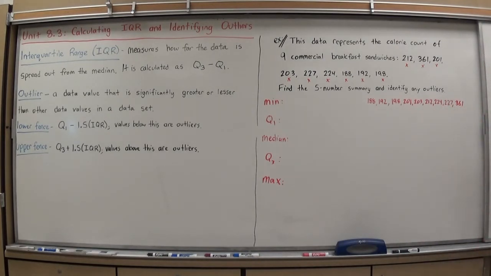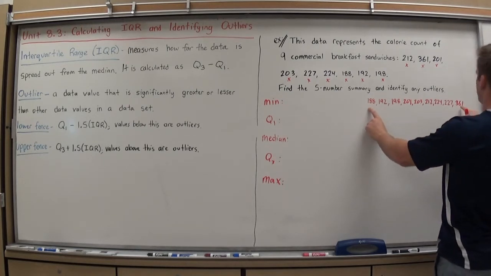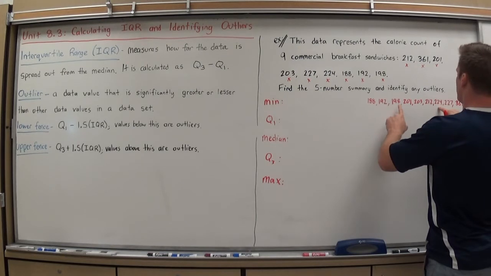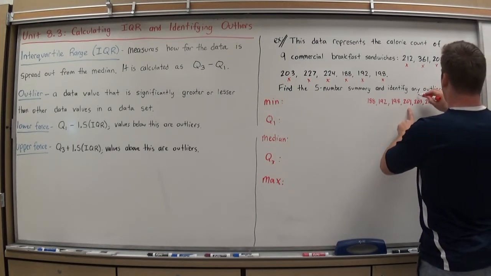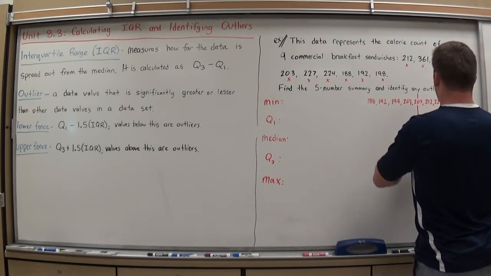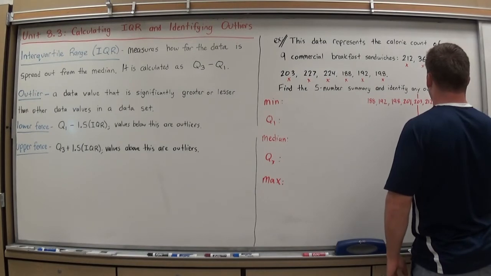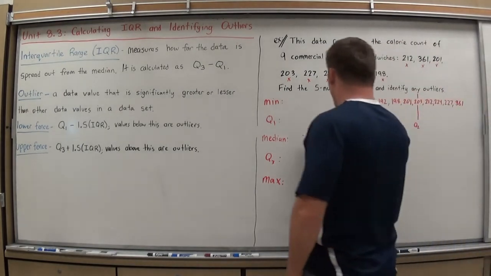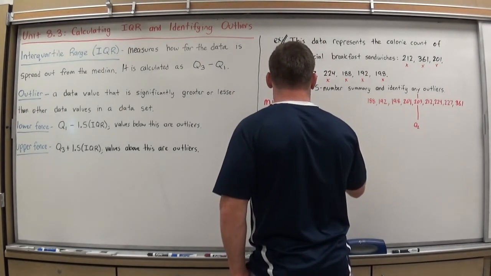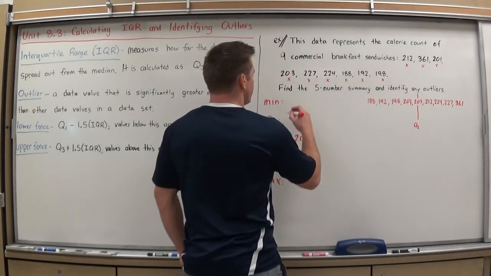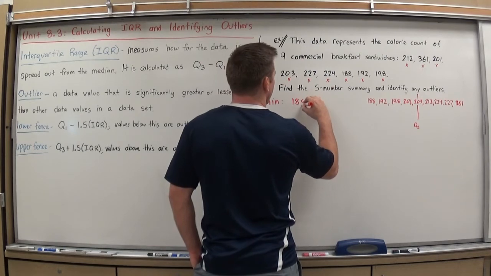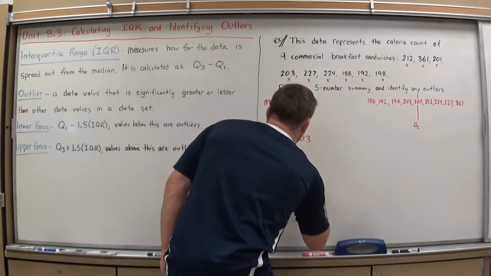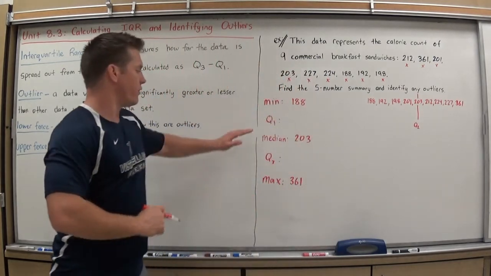And now I'm going to start identifying my median like we taught you in the previous section. So I'm going to find that middle number. Right down the middle there is my median, which is also known as our Q2. So just to abbreviate it for myself, I'll put it as Q2. So there's my median, 203. My min is my lowest number, 188. My max is my highest number, 361.